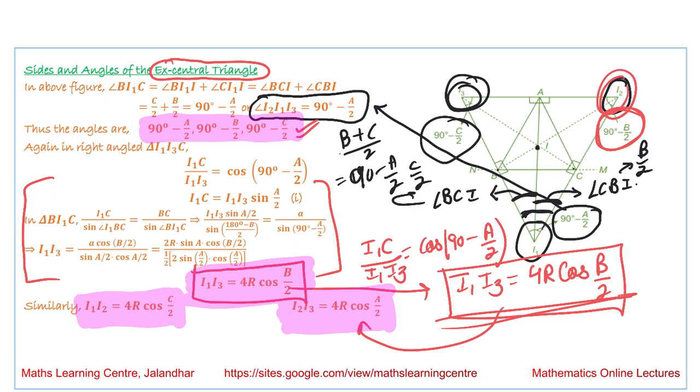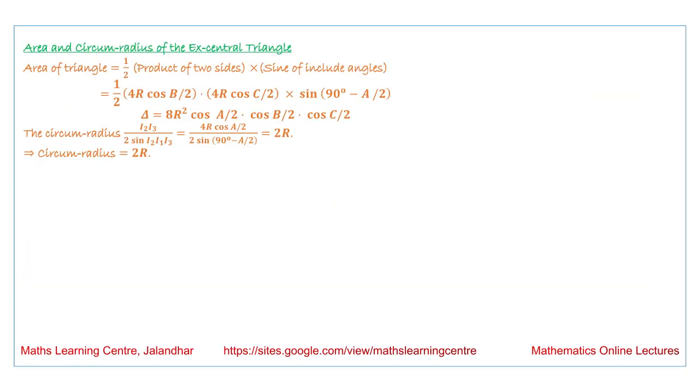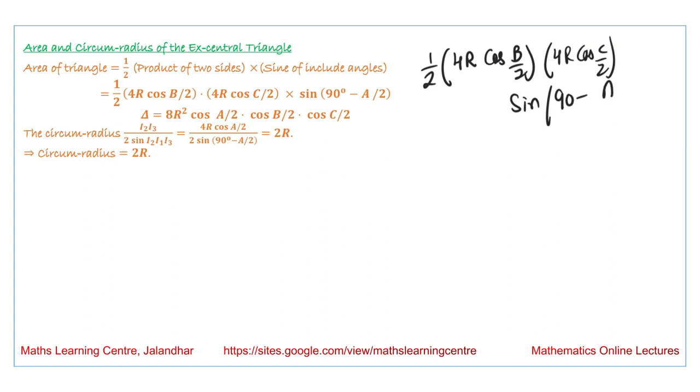Next we have the area and circumradius of the excentral triangle. To calculate the area, we substitute in the formula half the product of two sides, that is, the lengths of two sides we have calculated. One side is 4r cos B by 2, another side is 4r cos C by 2, and the sine of the angle between these two sides is sine of 90 minus A by 2. So on solving this we obtain the area delta equal to 8r square cos A by 2 cos B by 2 cos C by 2.